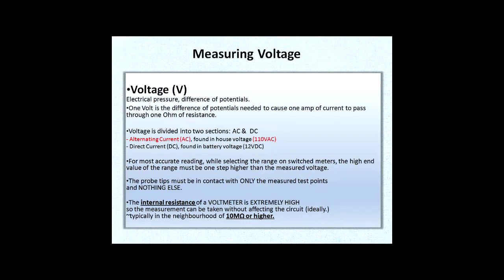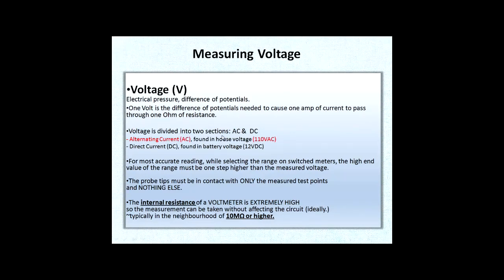Later on, I'm going to show you another site where I go into a little more detail on what voltage is, and there's actually a link right in this PDF document that you're going to have. It's available for download on FOL. So 1 volt is the difference of potentials needed to cause 1 amp of current to pass through 1 ohm resistance. A bit of a definition here.